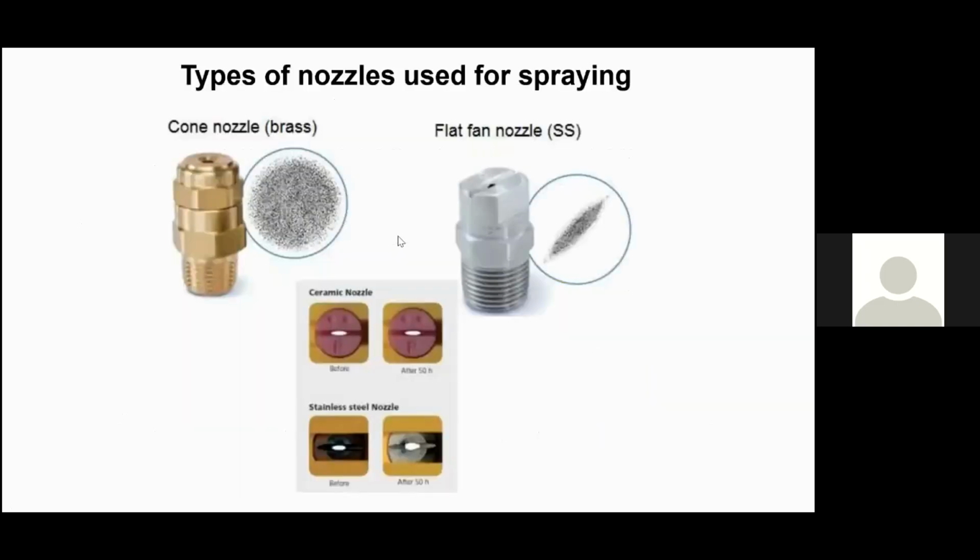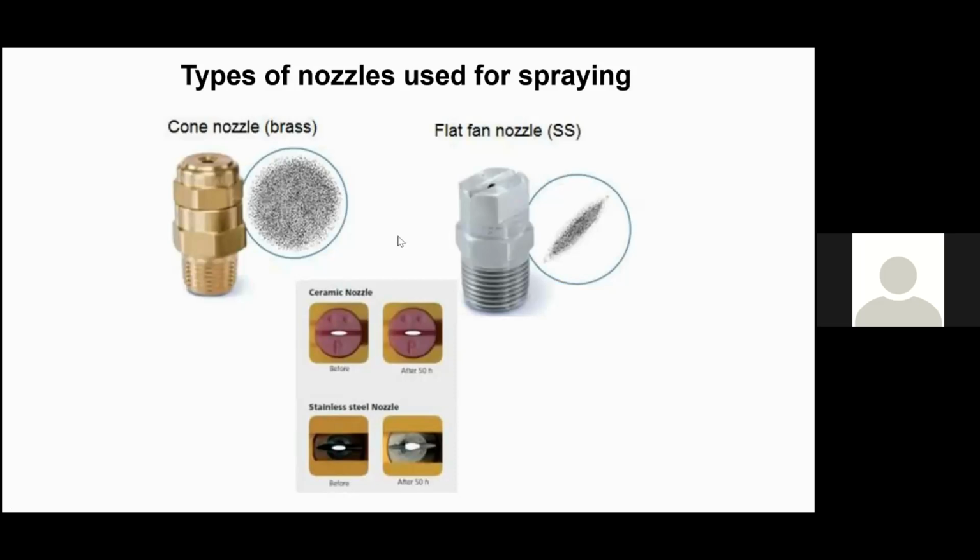Now, we have seen the pumps, we have seen the CFE. Now we come to the nozzle. That is another very important aspect of the spraying operations. In vector programs, when we use any type of pump, either a stirrup pump or a compression sprayer, we use a flat fan nozzle of stainless steel make, or nowadays another type is available. I'm just recollecting. Ceramic nozzle, sorry, it is a ceramic nozzle.